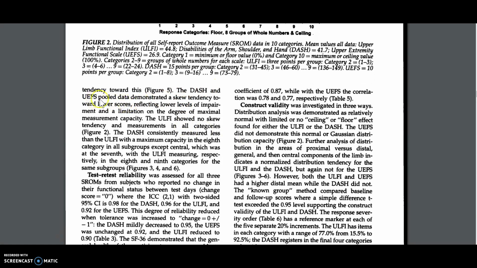The DASH and the UEFS pool data demonstrated a skewed tendency toward lower scores, reflecting lower levels of impairment and a limitation on the degree of maximal measurement capacity. The ULFI showed no skewed tendency in measurements in all the categories. That's good. The DASH consistently measured less than the ULFI, with a maximum capacity in the 8th category in all subgroups except central, which was at the 7th, and the ULFI measuring respectively in the 8th and 9th category. So for responsiveness, the ULFI measured better. The DASH measured under that each time.